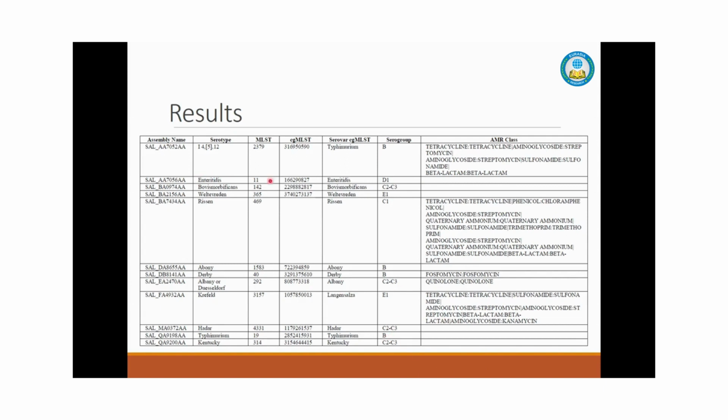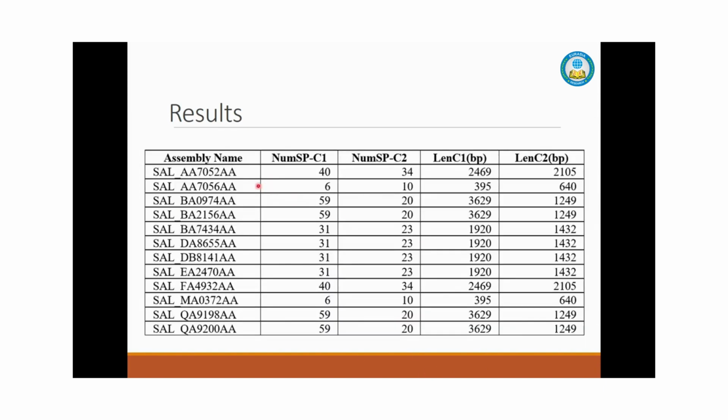All right, and then also this is the CRISPR analysis results. We have 12 genomes, right? And for each genome we show the number of spacers in the CRISPR1 locus and also the number of spacers in the CRISPR2 locus, and also the length of the CRISPR1 locus and the length of the CRISPR2 locus as well.